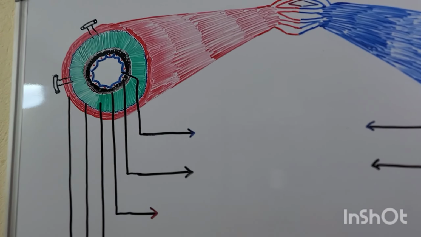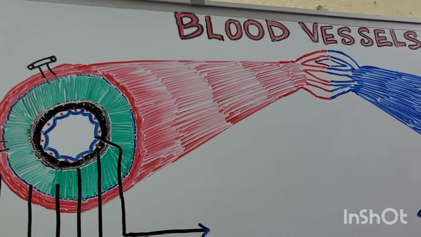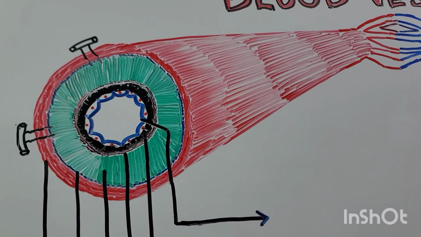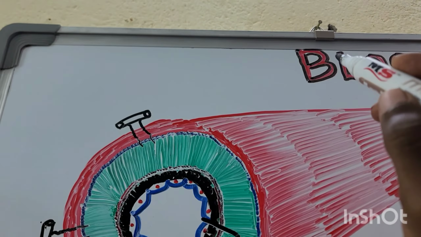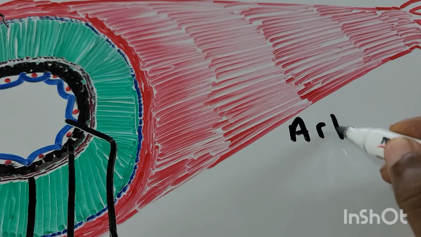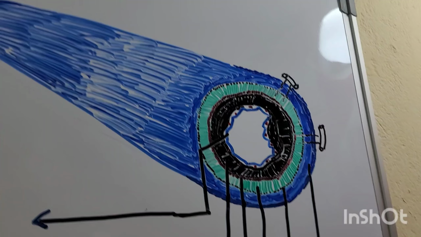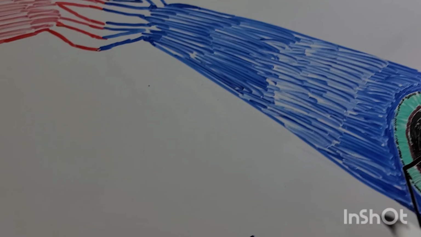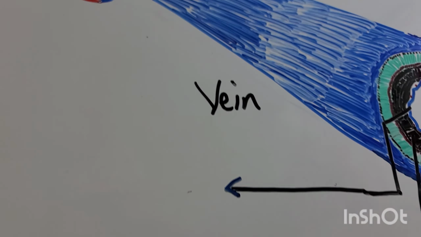So now, when you look at this beautiful blood vessel, this one here is going to be our artery. And then of course, when you come over this side, this one here is going to be our vein.